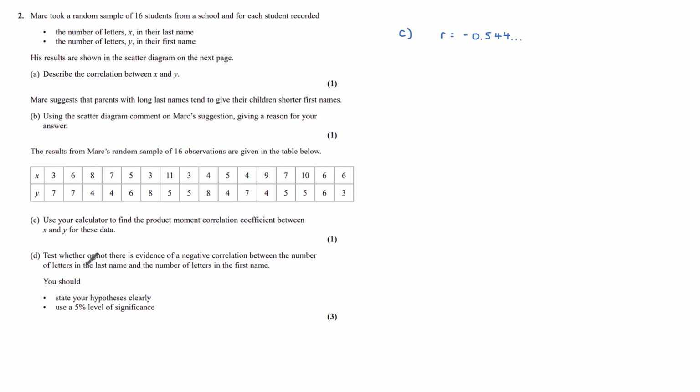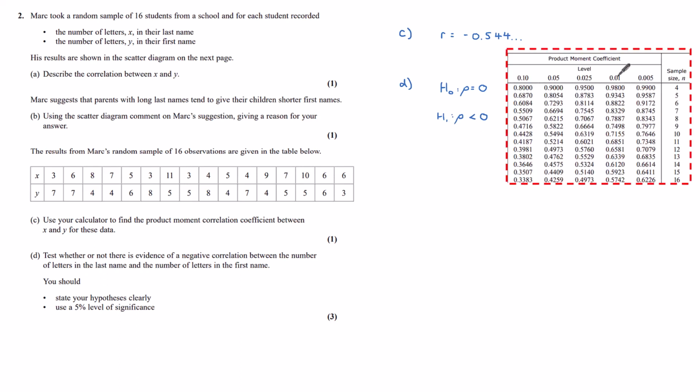Part D, I want to test whether or not there is evidence of a negative correlation between the number of letters in the last name and the number of letters in the first name. I need to state my hypotheses clearly and then use a 5% level of significance. So firstly, our original hypothesis is that there is no correlation between the data. So our H0 is that our product moment correlation is equal to 0. If I'm testing to see if it has negative correlation, then I'm wanting to see if the correlation value is less than 0.